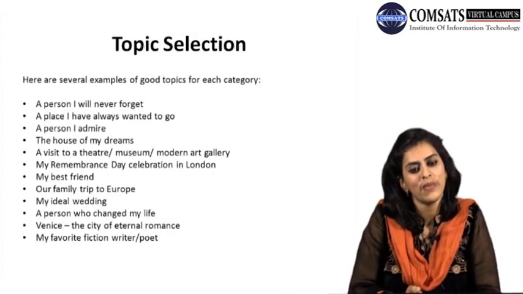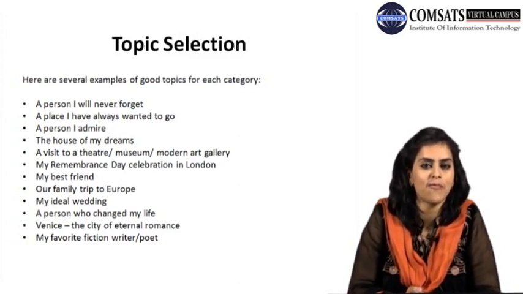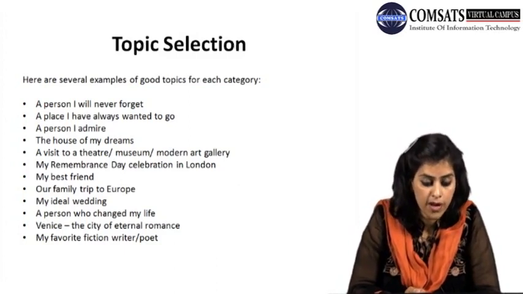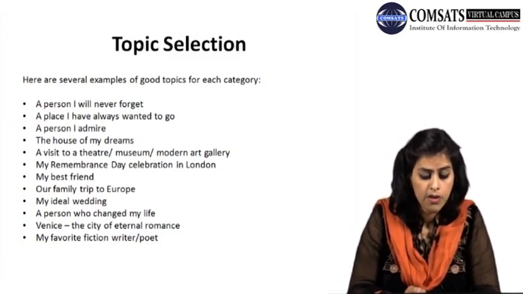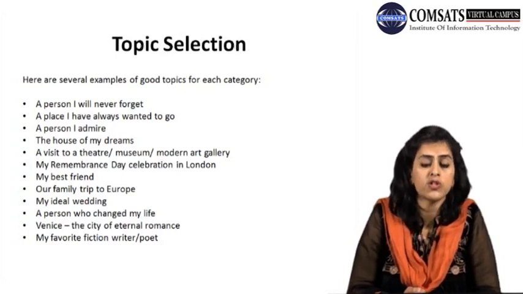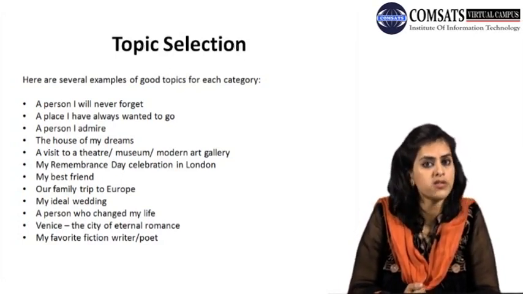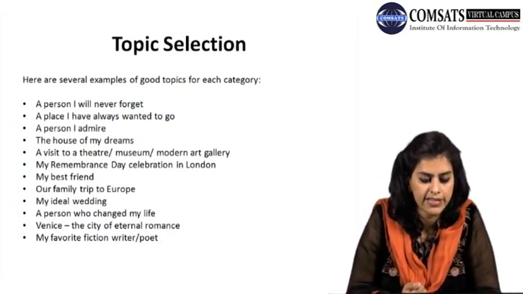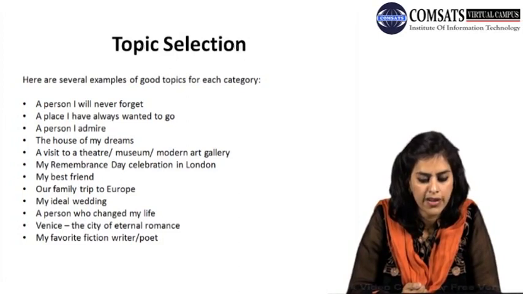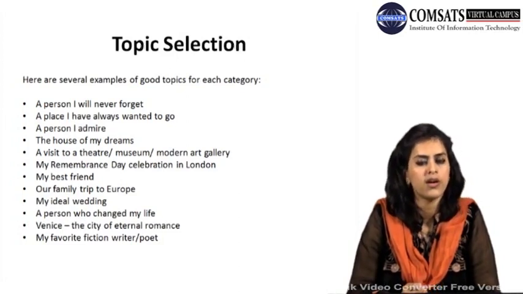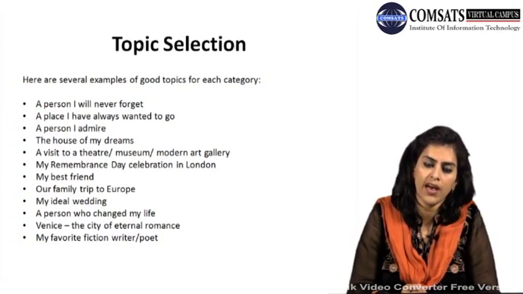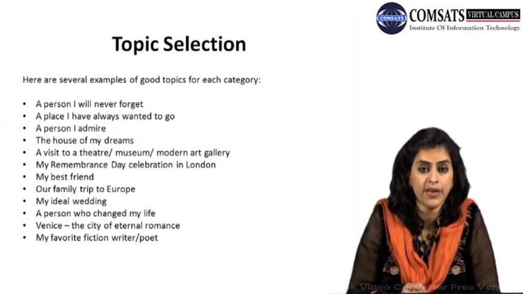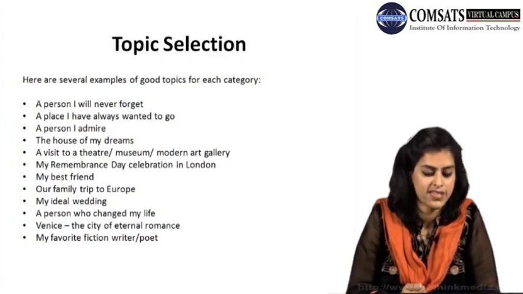Now there is a list of topics. Your assignment is to pick one after we are done with our descriptive essay. You are supposed to make an assignment on any one of them, based on the whole outline that I am telling you, to write a descriptive essay. So here are some examples of good topics for each category. What you are supposed to do is pick one and write one descriptive essay. That is going to be your first assignment of this semester.